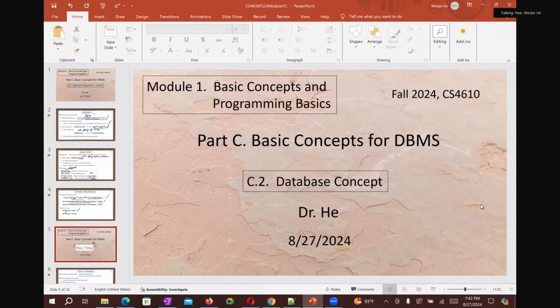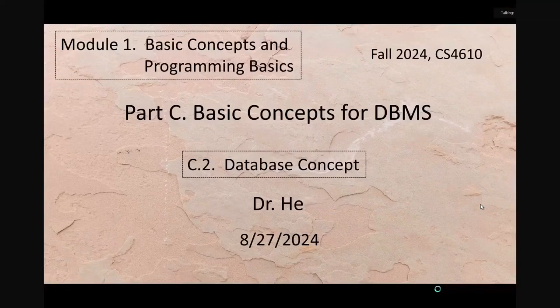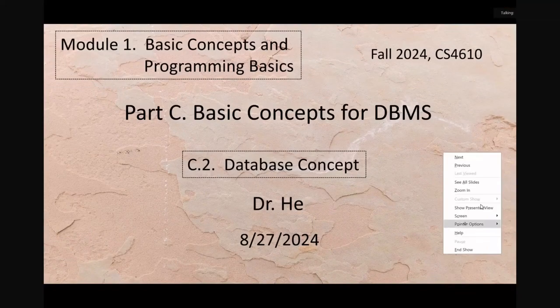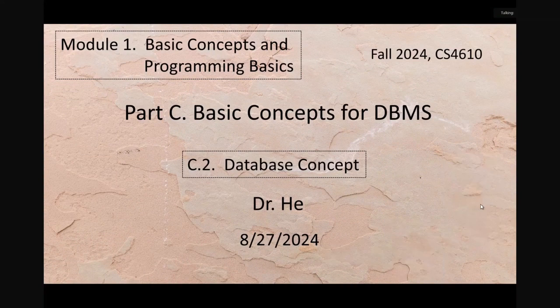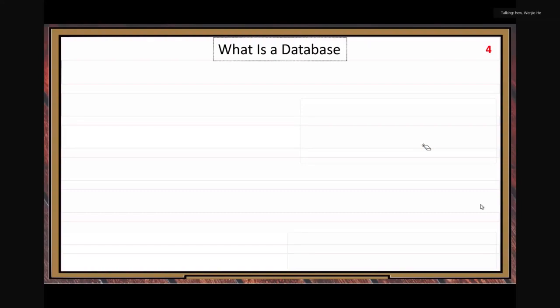Let's move to our second topic, C.2, database concept. I'll talk about some simple, basic concepts about databases. All right, let's start from the very beginning. First, about the database: what is a database? So the first question. A collection of related data. A short description: a collection of related data. Then, some more explanation about this description.